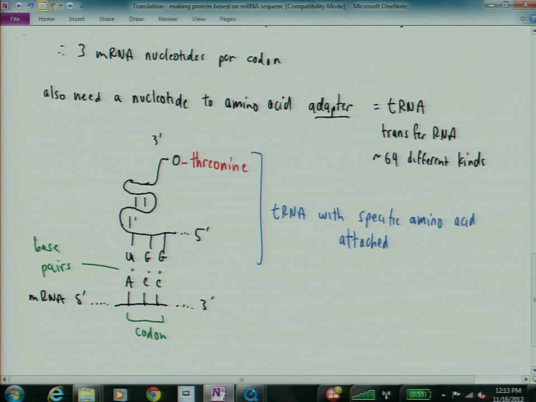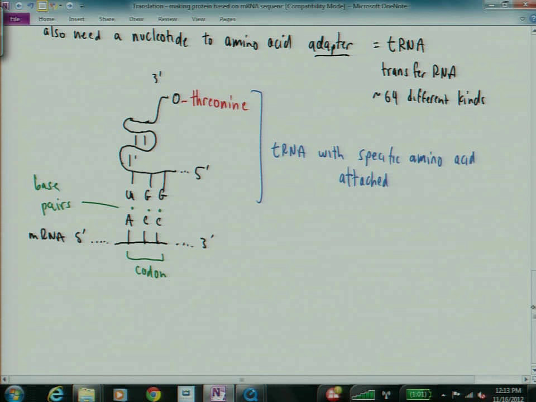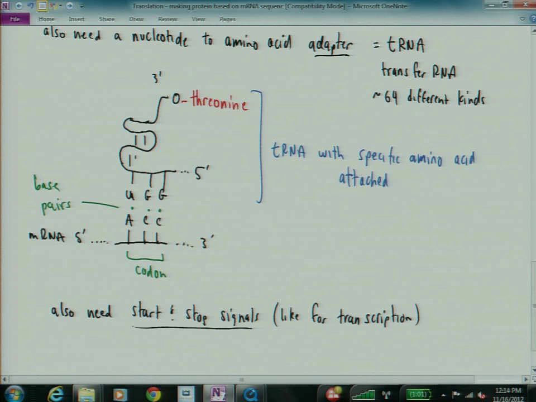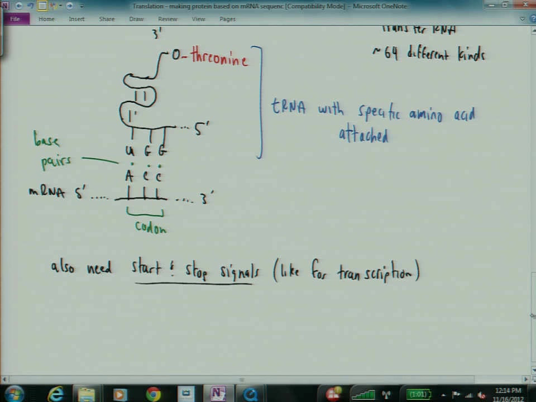Okay. So the other thing you're going to need, like all these processes, like transcription, is start and stop signals. That is, all of these processes have a start signal and an end signal, so the thing knows where to do its job. Okay? And that was the analogy we talked about for the clicker question. So what I want to do now is take you step by step through the process, and then we'll talk about details. So the process looks something like this.